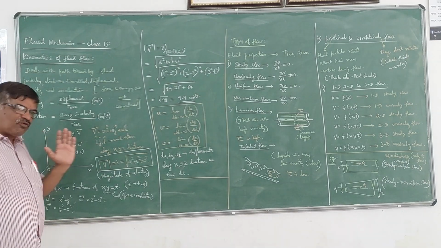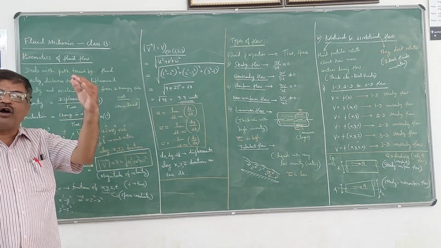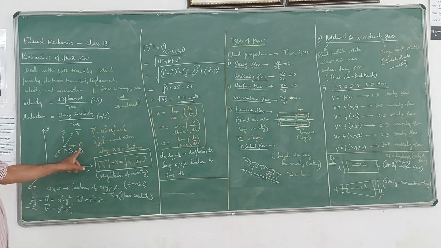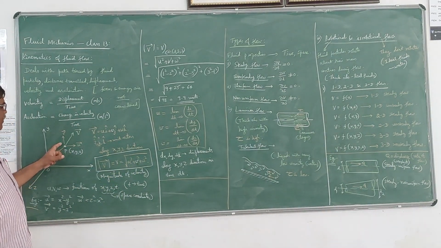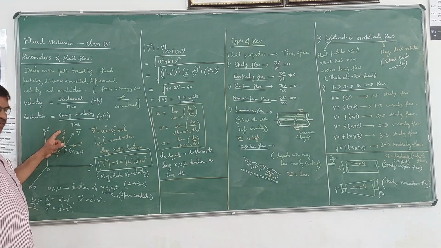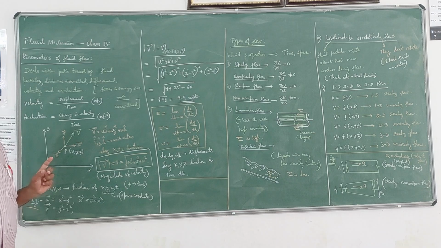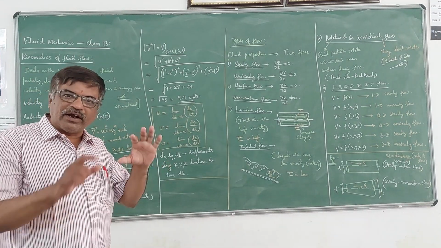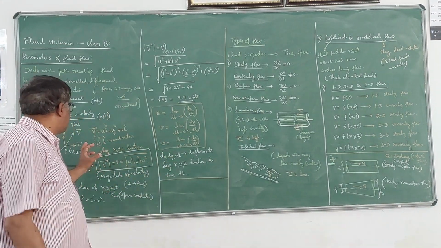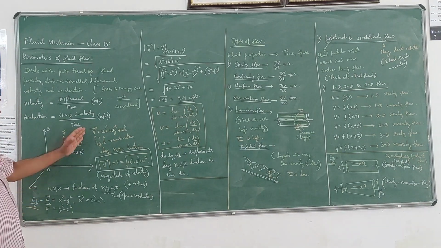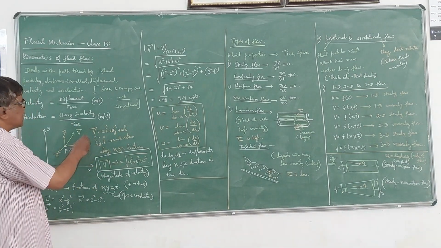Now when the fluid is flowing, it will have three components of velocity: one along the x direction, which I denote as u, another along the y direction, which I denote as v, and another along the z direction, which is taken as w. Since u, v, w are all vector quantities, I have shown them by arrows, because velocity is a vector quantity. So that can be written vectorially like this.